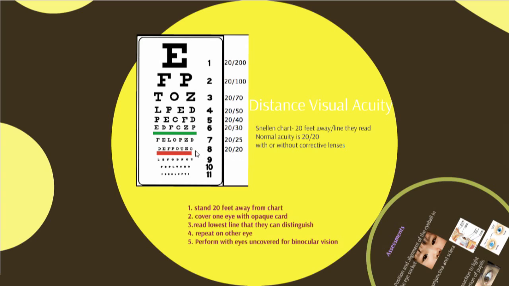20/20. So this is the line they should be able to read if they have 20/20 vision. Now if they have 20/200, then all they're going to be able to read is the E.